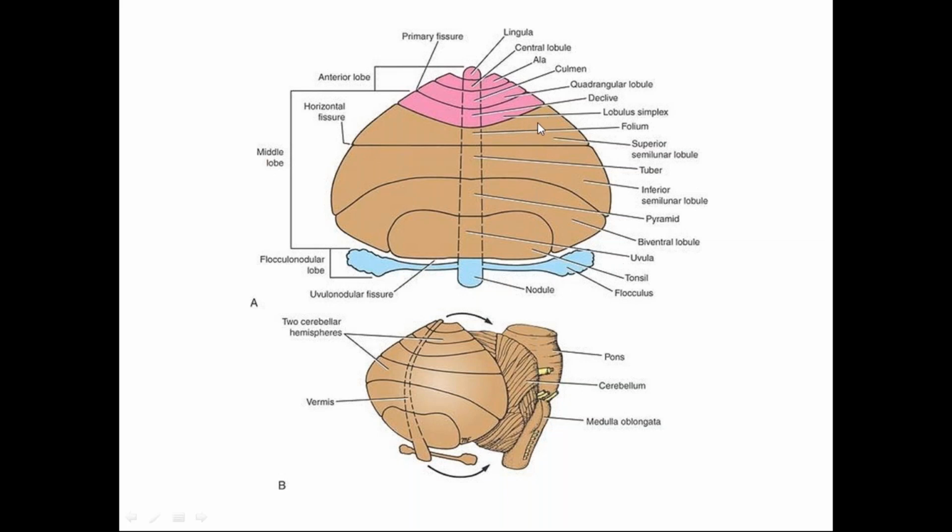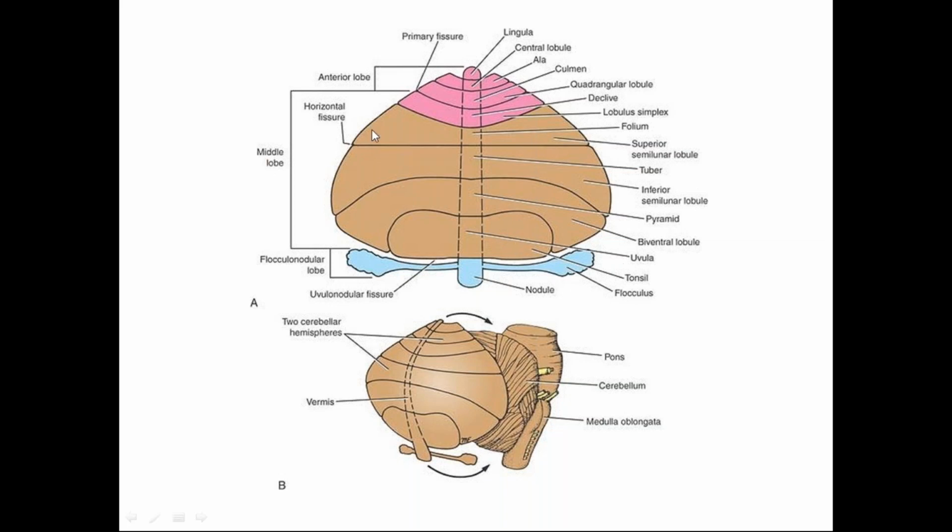This is a part of the superior surface. Now this is the inferior surface of the cerebellum. I hope you are able to understand when I am saying that we have opened up the cerebellum. So this is the tuber, and this is the inferior semilunar lobule. This is the pyramid, and this part of the cerebellum is called the biventral lobule. This is the uvula, and the lateral portion is called tonsils.